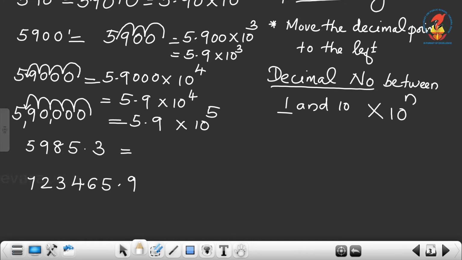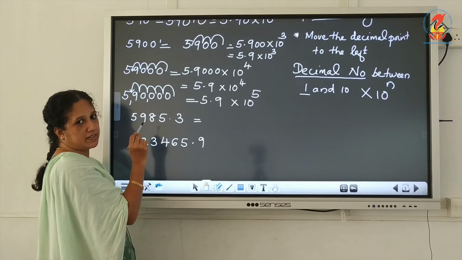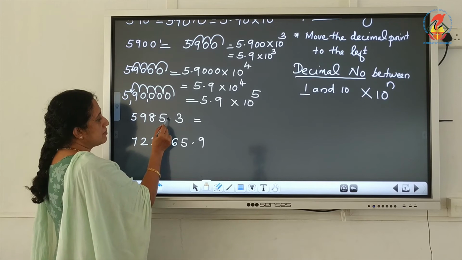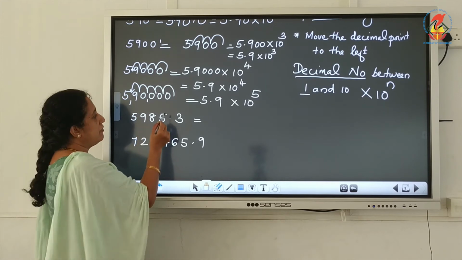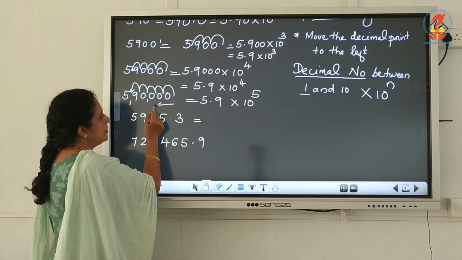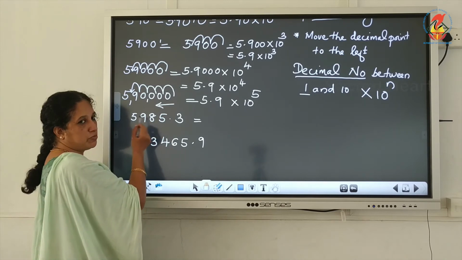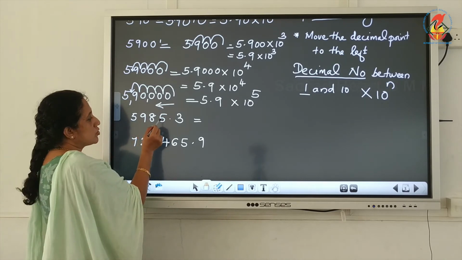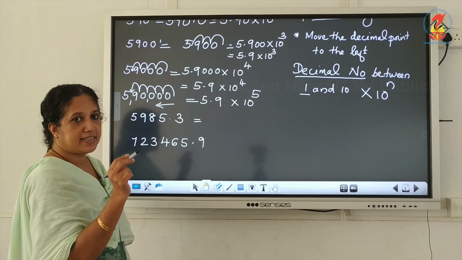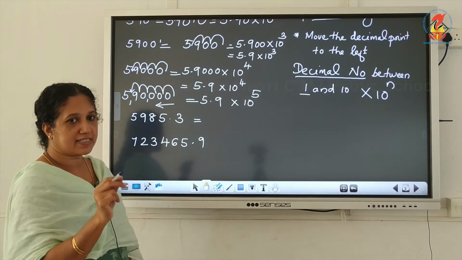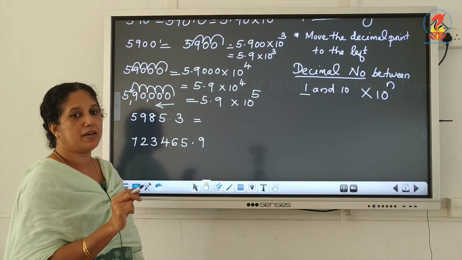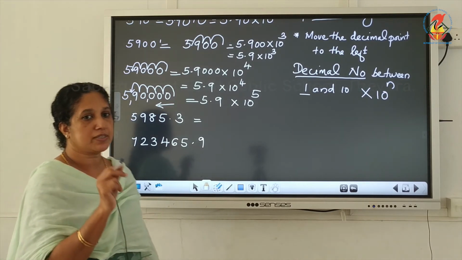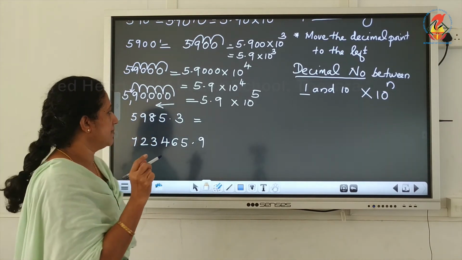Now here look at that, a decimal number is given. So the decimal point is already there. Now we have to move the decimal point, which side? We have to move to the left side, so that we get a decimal number. The resultant number also should be a decimal number, and the whole number part should consist of only one digit.